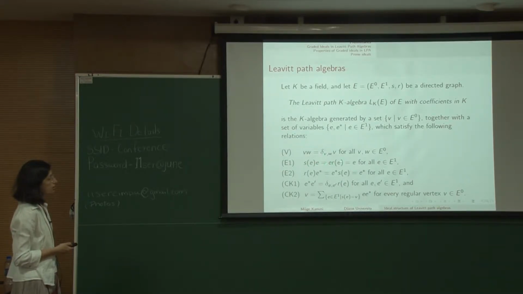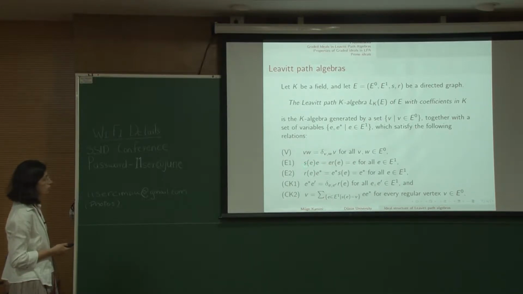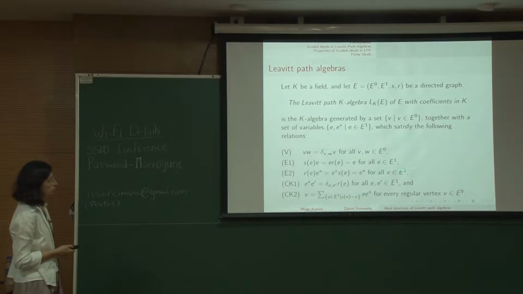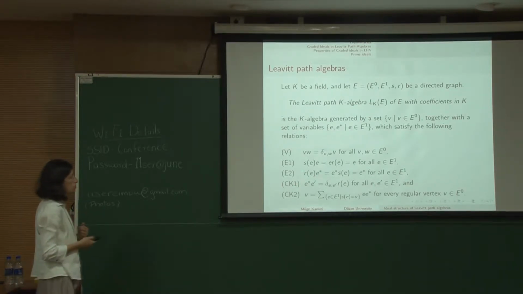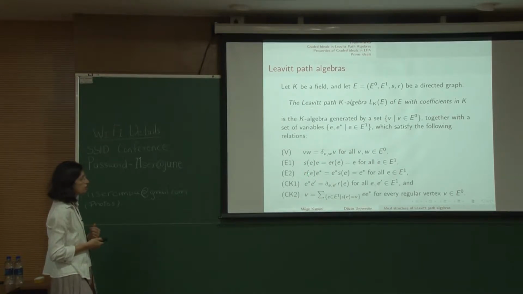s(e)e = e = e r(e), so that is the concatenation. That's how you multiply the vertex with the edge. If it starts with s(e), it's basically e, and e times the range is e. And for the ghosts, you extend it. Realize that the ghosts are oriented backwards, so the range of e is really the source of e*, which makes sense. Same thing here: e* times s(e), which is the range of e*, gives you e*.